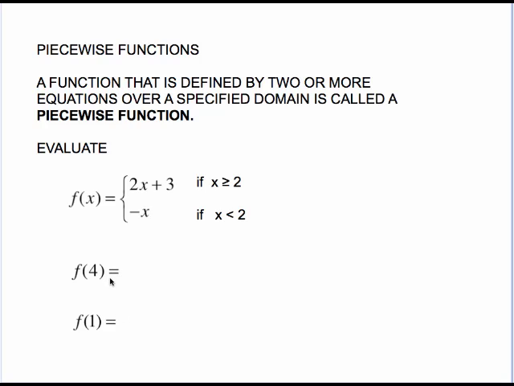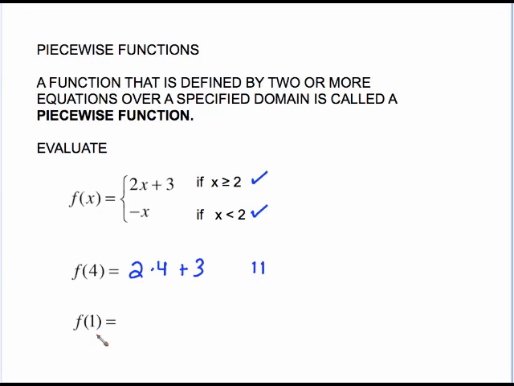You have to decide which of these two functions to use when you're going to evaluate, and that depends on these parameters over here. So this says I want to evaluate f of 4. Well, I need to go into this function right here because this is the function you use if your x value is greater than or equal to 2. 4 is bigger than 2, so I'm going to plug 4 in here and do that arithmetic. 2 times 4 plus 3, 2 times 4 is 8, plus 3 is 11. So the function value for this function at 4 is 11.